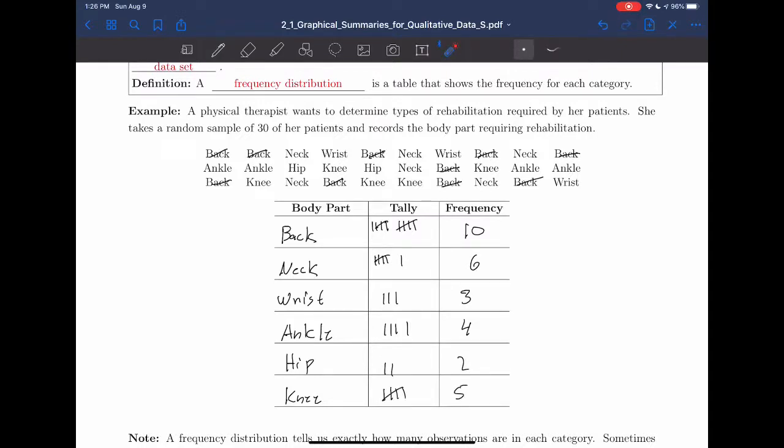And you want to check to see if you did this right. One way to check is if you sum all of your frequencies, and if it matches the number of items in your sample, then everything is accounted for. So if you add 10 plus 6 plus 3 plus 4 plus 2 plus 5, this gives you 30, and that means you're on the right track because there are 30 patients in your data set. So everything is okay.